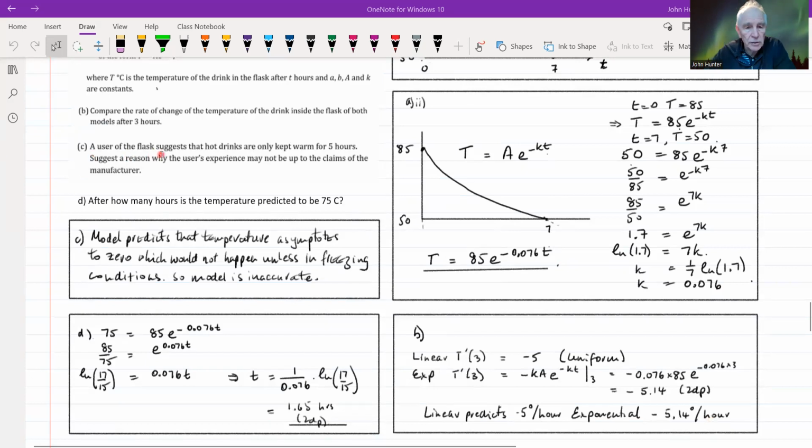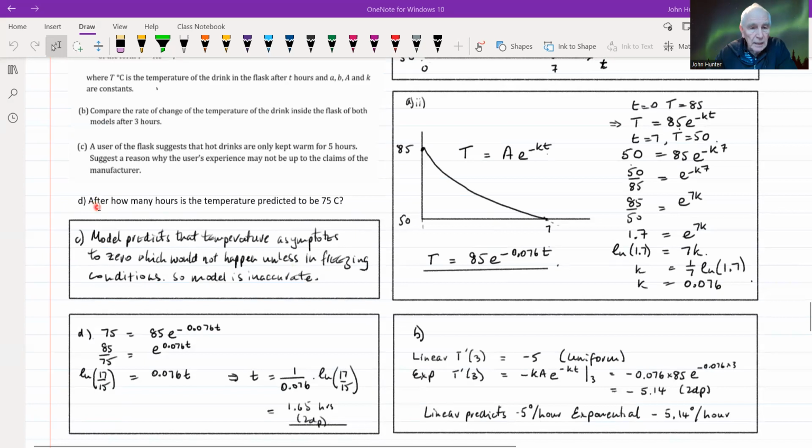Okay, a user of the flask suggests that hot drinks are only kept warm for 5 hours. Suggest a reason why the user's experience may not be up to the claims of the manufacturer. Well, the model predicts that temperature asymptotes to 0, which would not happen unless in freezing conditions. So the model is inaccurate. That's exactly what this is doing. This is asymptoting to something, and that something is actually 0. We would have some constant in there otherwise. And it's not going to happen. It's actually going to asymptote towards the ambient temperature. So if it's kept in a room, it'll be 20 degrees Celsius or whatever.